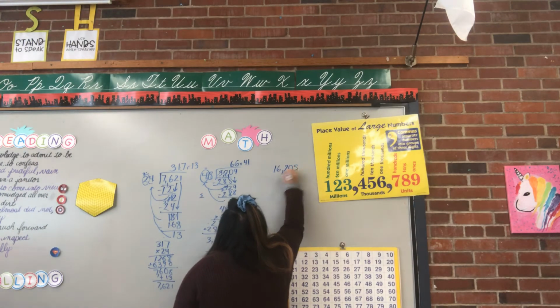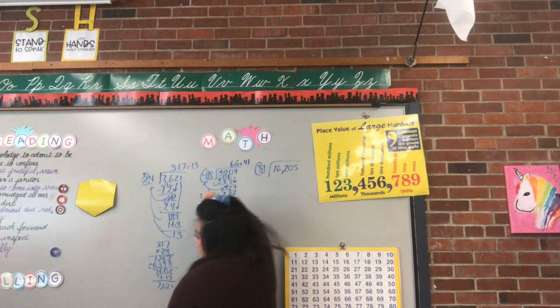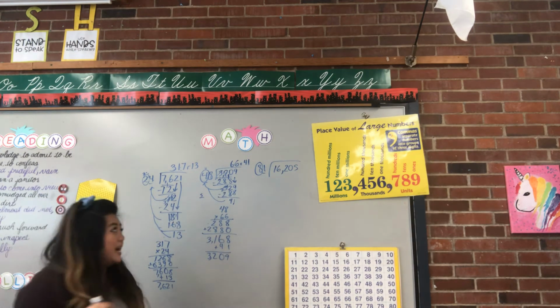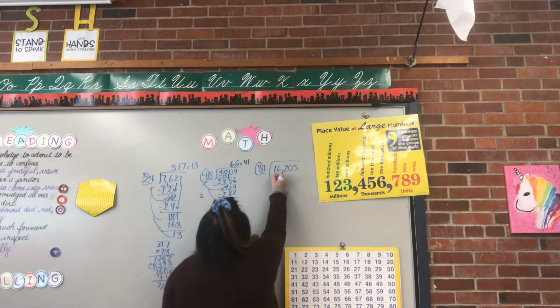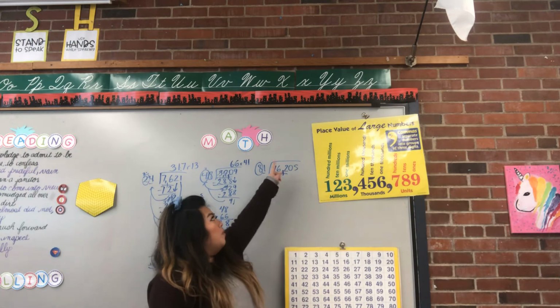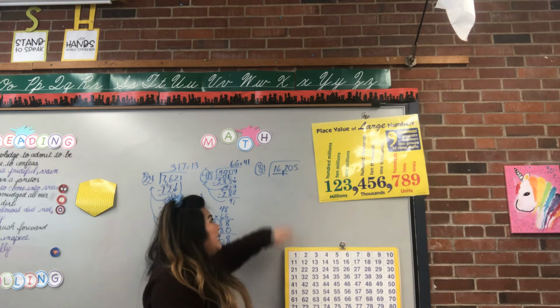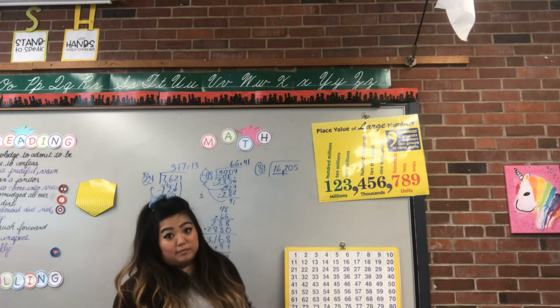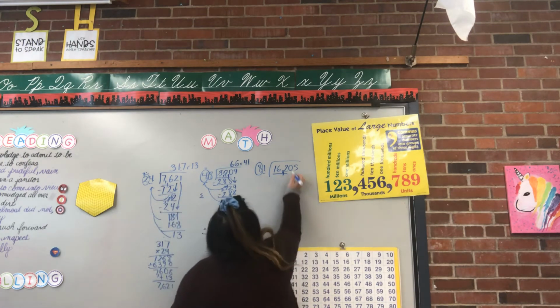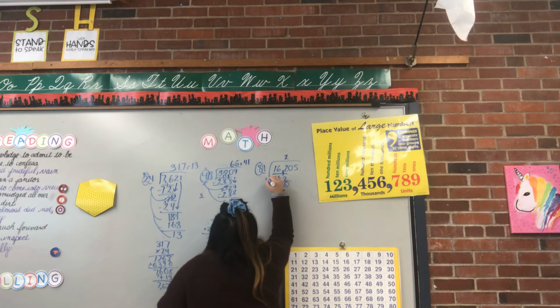Last problem, C, 16,205 divided by 81. And 81 is a great number because 81 is very close to 80, which means it's going to be easy to estimate, and we do our line like we're supposed to do. Now we know to write our number over this last number, and is the first number bigger than 81? 8 goes into 16 twice. 1 times 2 is 2, and 8 times 2 is 16, and you subtract and you get 0, and 0 is less than 81, obviously.